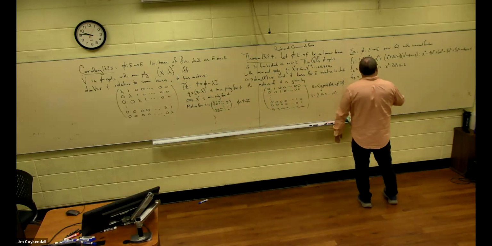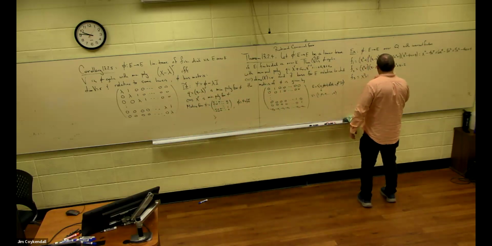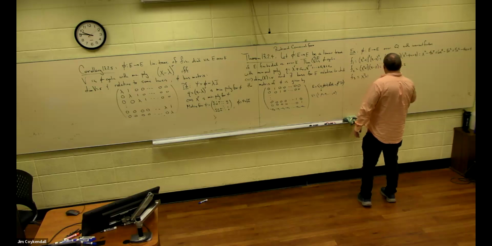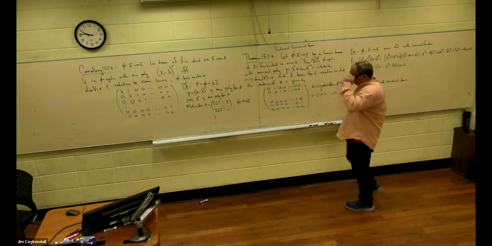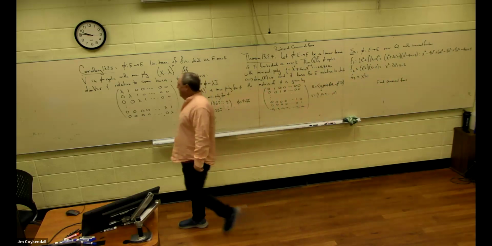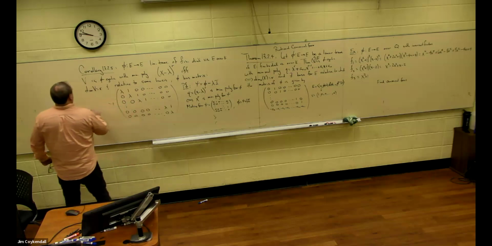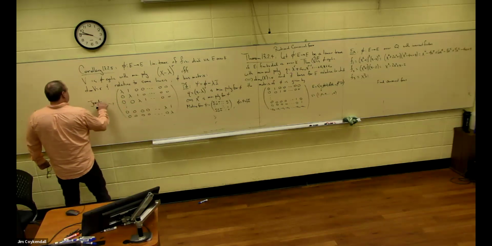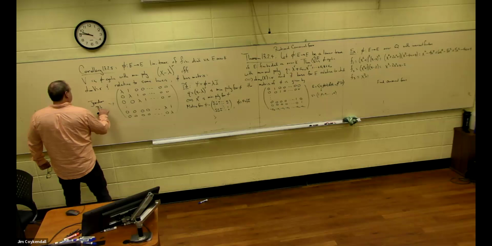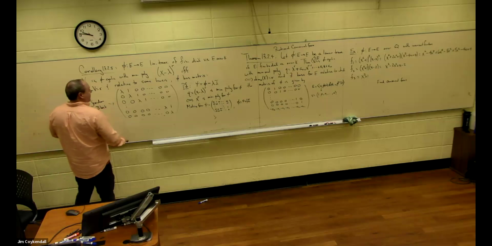Find the rational canonical form. By the way, this last one is called a Jordan block. And this goes with the Jordan canonical form.